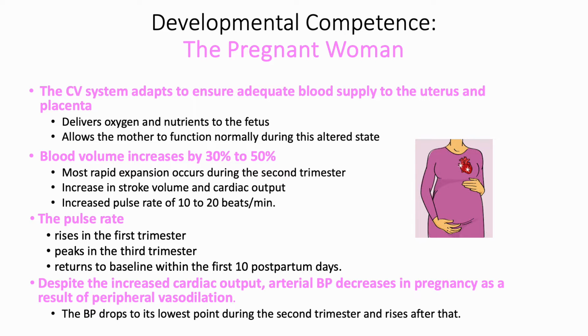It's really amazing. Despite the increase in cardiac output, the blood pressure decreases in pregnancy as a result of the peripheral vasodilation occurring. If you open up all the blood vessels and allow more room, then it doesn't require as high a pressure to circulate the blood. And this is helpful because you have so much blood moving through the body. Remember, 30 to 50% more. Interestingly enough, during the second trimester, the blood pressure drops to its lowest point. And then after that, during the third trimester, it starts to come back up again.